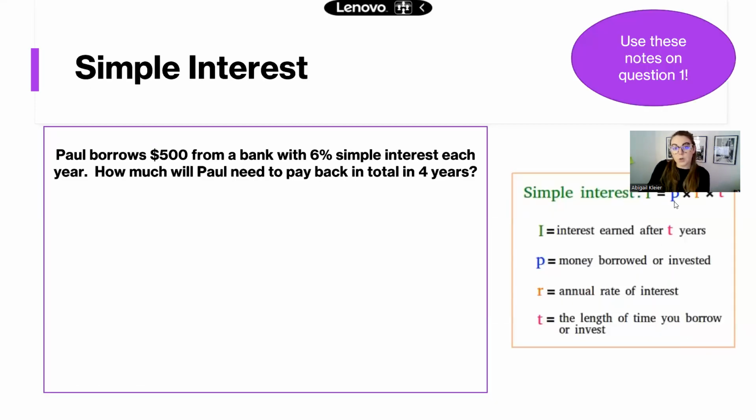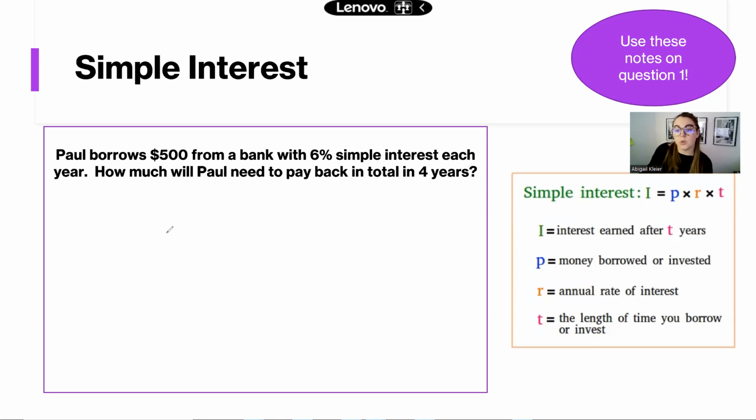So the first question that we're going to go over today is on simple interest. And in this unit, we did a lot of word problems, a lot of real world examples. So your test will look very similar. It will have a lot of real world scenarios. However, the formulas will be provided for you. So you really just need to understand how to use the formula. So for this first one, this will help you with question number 1 on your test.